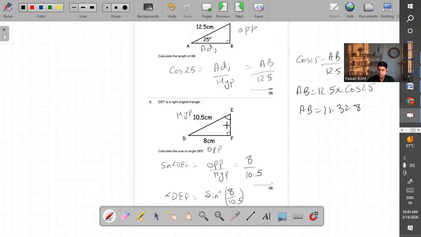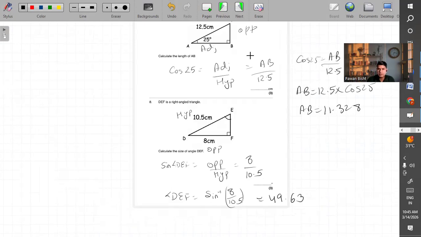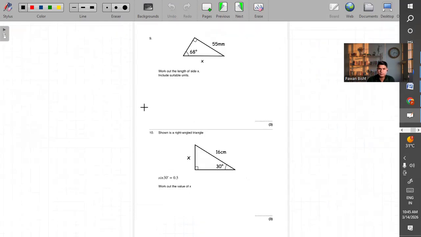Now we will use my calculator. 8 divided by 10.5, it is coming 49.63. Okay, 49.63. Next, this one is easy. So ninth question, you want to try this? Try. If you have doubt, you can ask me.